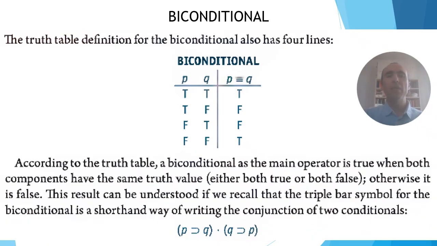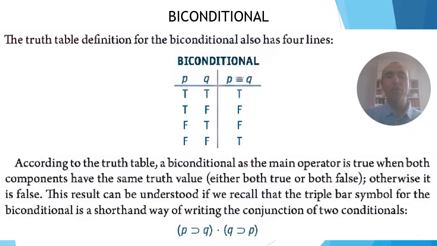The truth table definition for the biconditional also has 4 lines. You can read it on this slide. According to the truth table, a biconditional as the main operator is true when both components have the same truth value, either both true or both false, as in the first row of the truth table and the fourth row of the truth table. Otherwise, it is false, as in the second and third rows of the truth table.